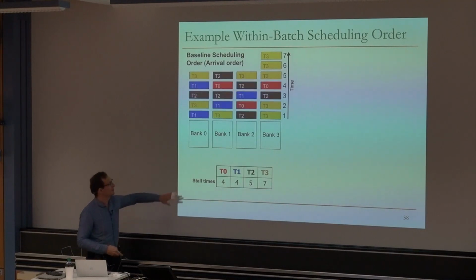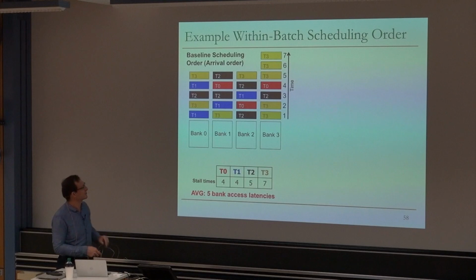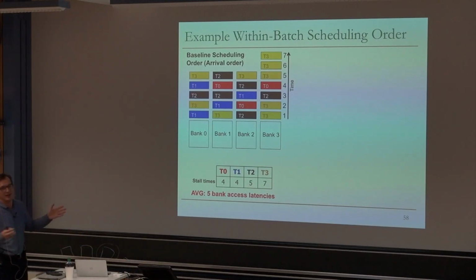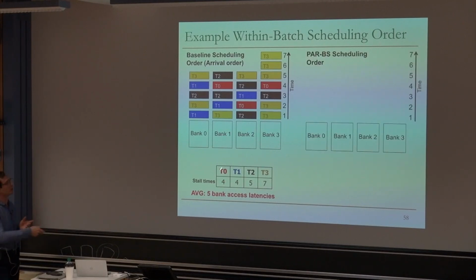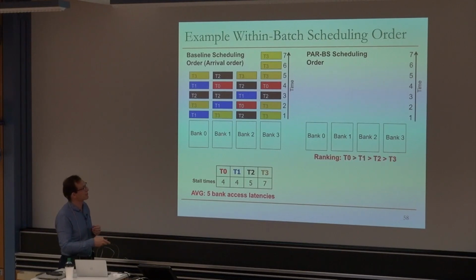throughput, let's say, you get 5 bank access latencies. On average, a thread stalls for 5 bank access latencies, or 5 time units. Okay, we were trying to do better, right, by preserving parallelism. The scheduling order within this batch, using the PAR-BS scheduling order, is going to look like this.